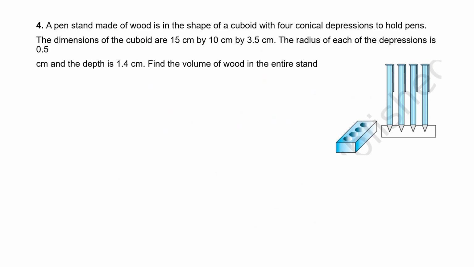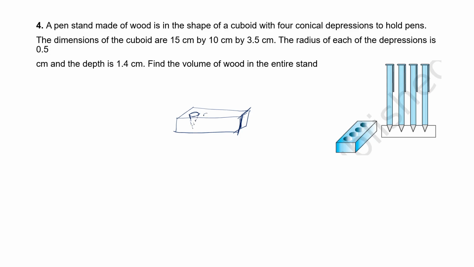Okay, so next one is, a pen stand is made of wood, in the shape of a cuboid. So this is the pen stand. The pen stand is in the form of a cuboid like this. So this cuboid is there, and then they have made some depressions. See here, this is outside like this, depressions are made in this. This will be inside like this.